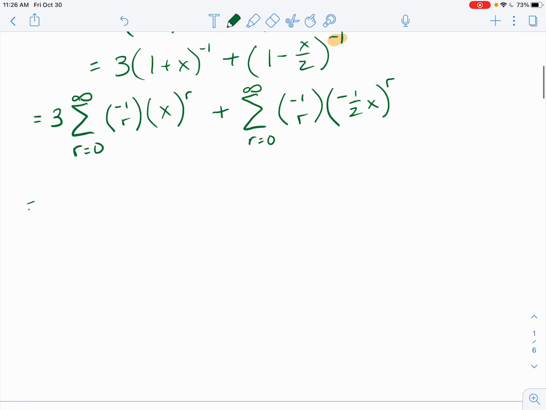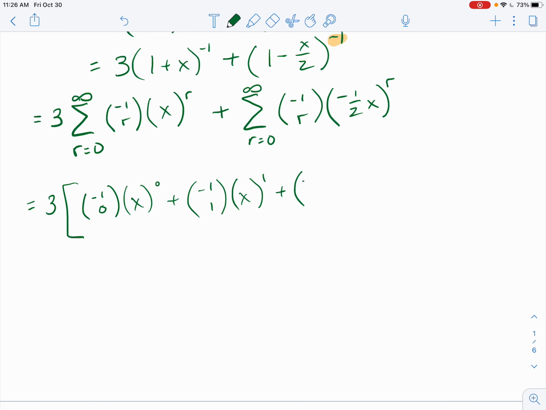So it's 3 times this mess. The first one is negative 1 choose 0 times x to the 0, plus negative 1 choose 1 times x to the 1, plus negative 1 choose 2 times x to the 2, and then one more term, negative 1 choose 3 times x to the 3rd, plus dot, dot, dot, and that's that first one.